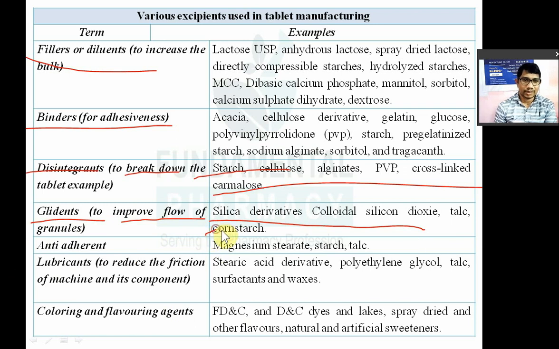Now, what do you mean by anti-adherent? Anti-adherent works exactly opposite to the binder. Anti-adherent will prevent the adherence of particles. Examples are magnesium stearate, starch and talc. Magnesium stearate, starch and talc are anti-adherents. A question on this came in GPAT 2023.